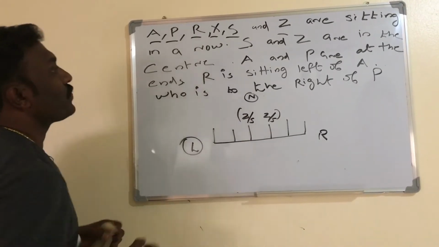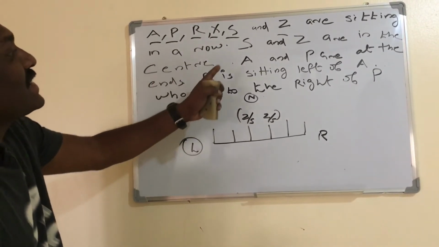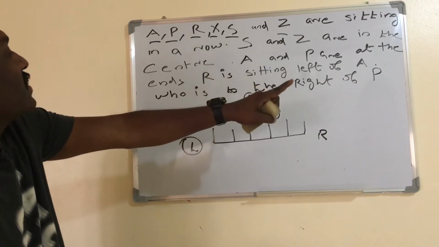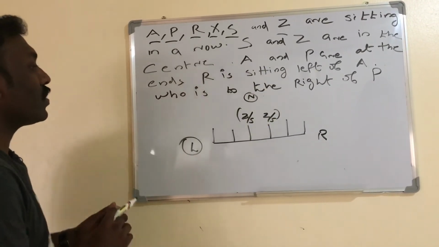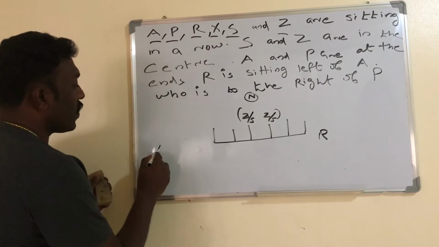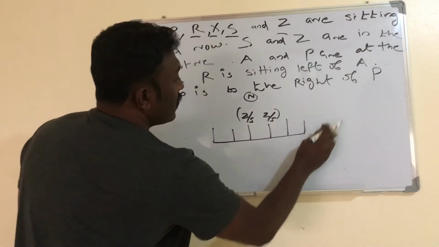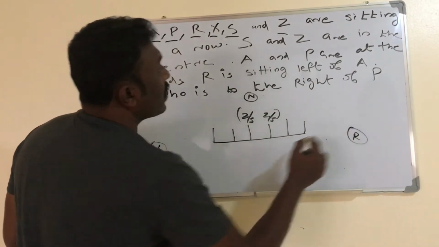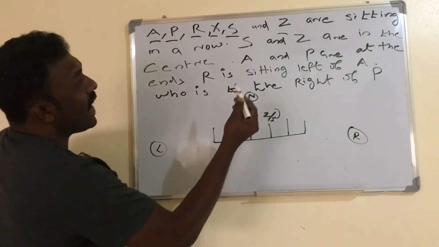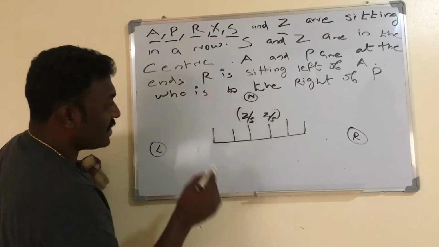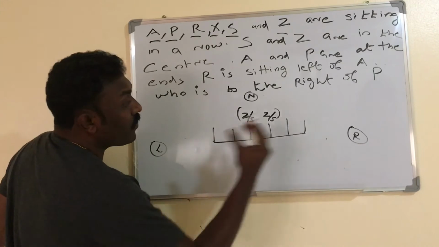Assume. They have told that A and P are at the ends. So we got another point that this is left, this is right, and A and P are at the ends. We don't know which end.